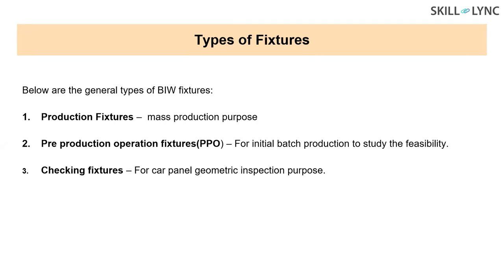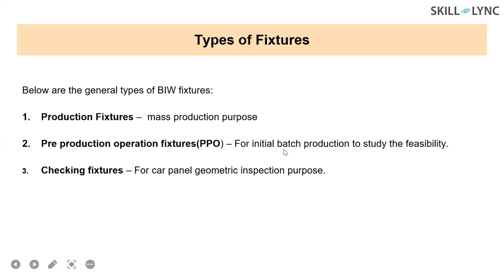So if it is production fixtures, mostly it will be an automated process. But if you consider pre-production fixtures, most of the process will come under manual operations. So you'll be having manual labor who will be checking the particular inspections. And most of the operations will be manual. So this is the prototype model.